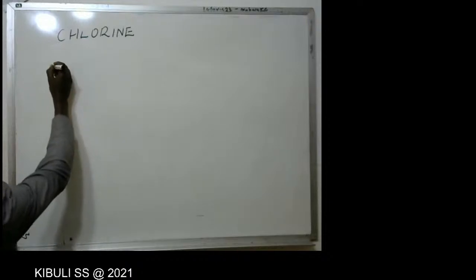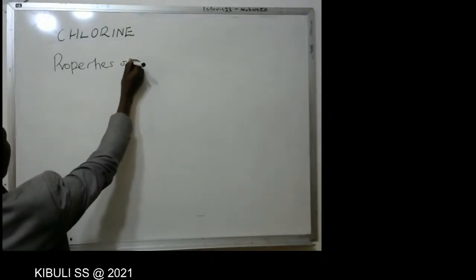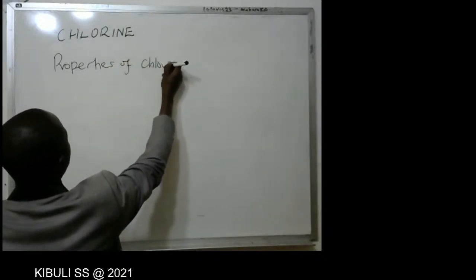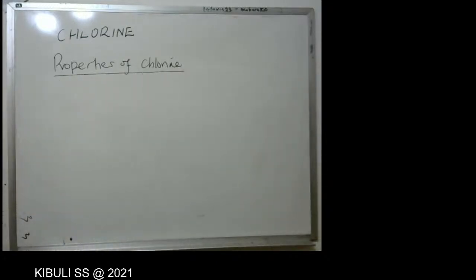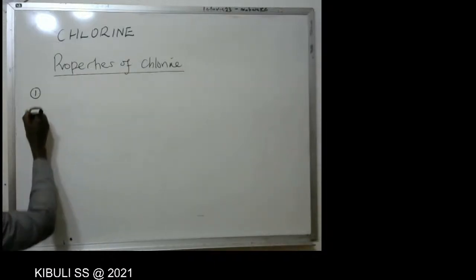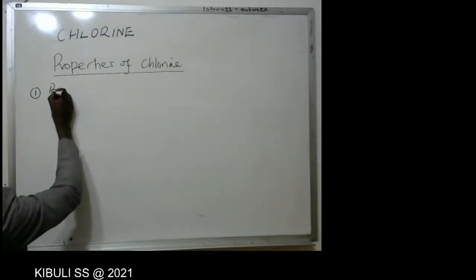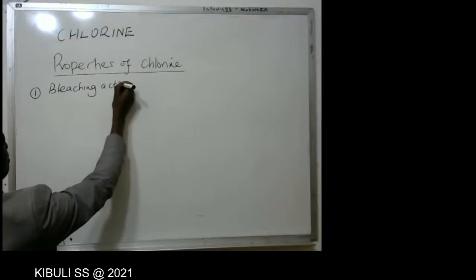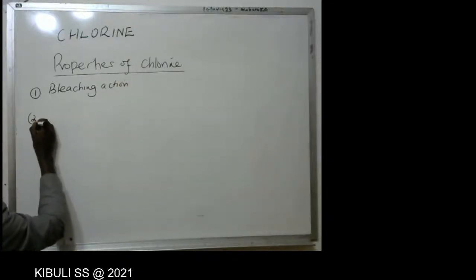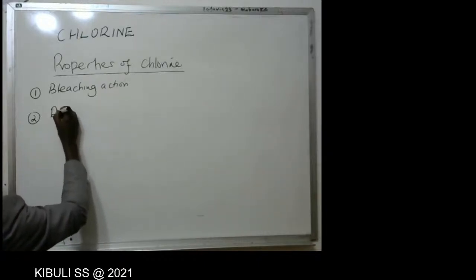So this morning we are supposed to be continuing with the properties of chlorine. Chemical properties. Because the teacher looked at the physical properties of chlorine, among the chemical properties of chlorine, number 1, we shall get interested in the following. 1, the bleaching action of chlorine. Number 2, we shall get interested in its reaction with water.